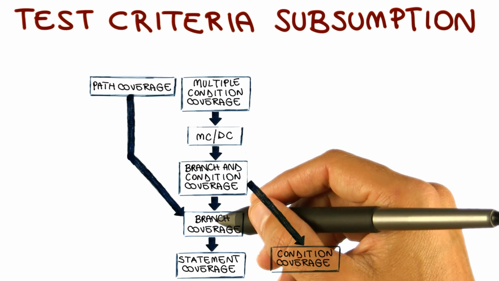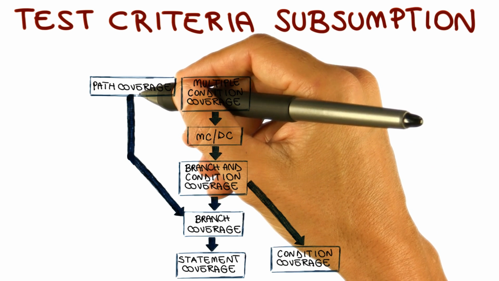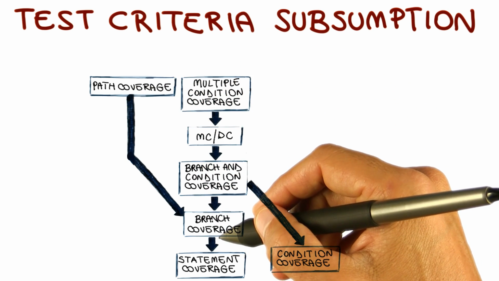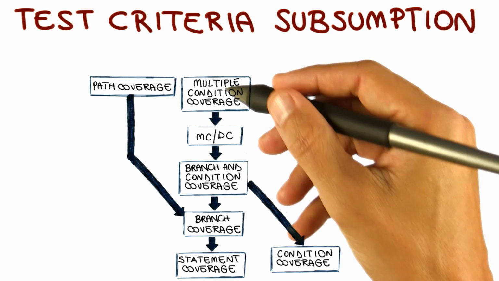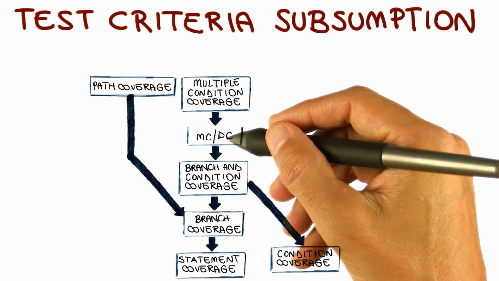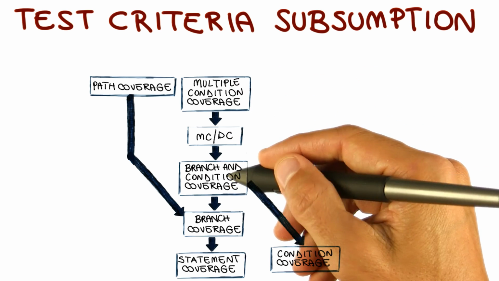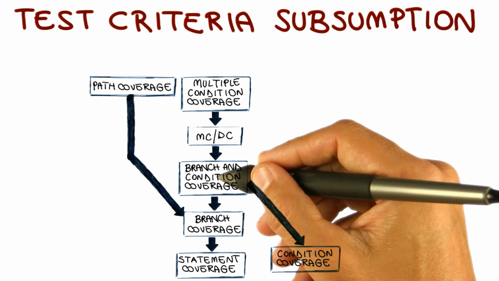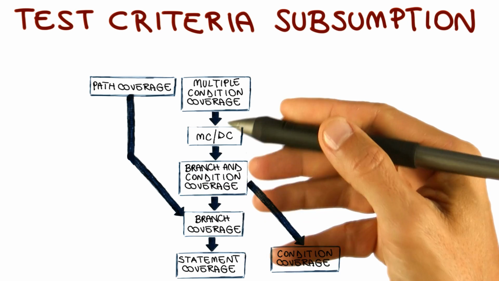Path coverage subsumes branch coverage because if I cover all of the paths in the code, I necessarily cover all the branches. However, it doesn't subsume multiple condition coverage, MCDC, or branch and condition coverage because these criteria have additional requirements involving the conditions of the predicate that path coverage does not have.